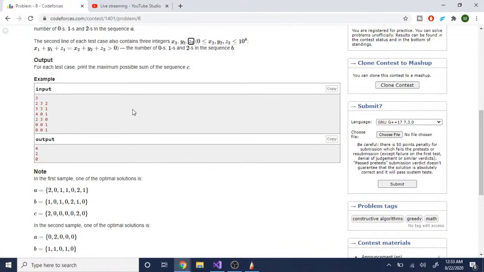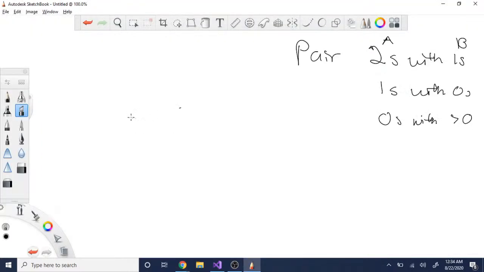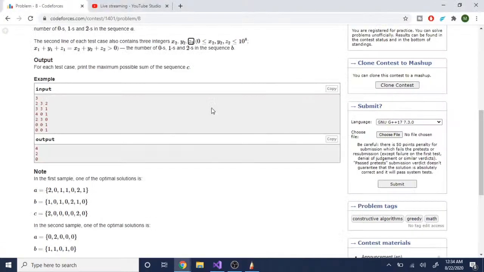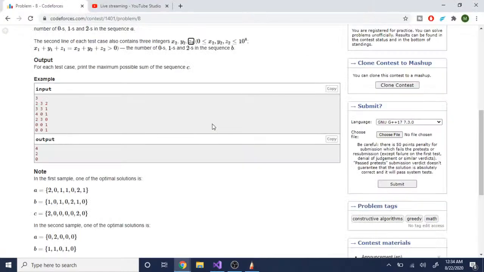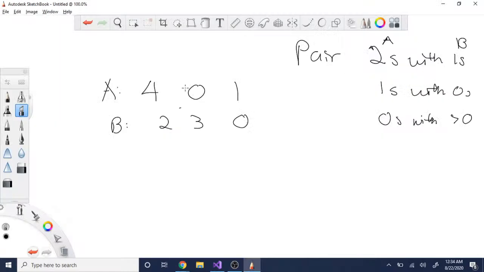So let's look at another case. We have 4 0 1 2 3 0. Let's look at that. These are not array values, by the way. So for A, we have 4 0 1, and for B, we have 2 3 and a 0.